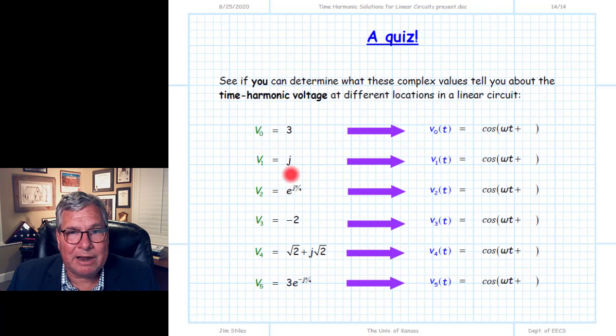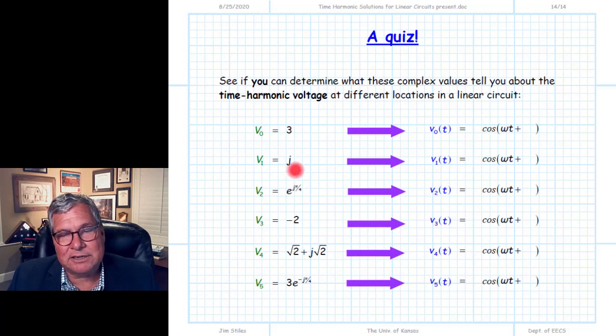V1 is purely imaginary. A real part is 0, an imaginary part is 1. Oftentimes students will say, well, if the voltage is imaginary, it must not really exist. The actual voltage, V1 as a function of time, must be equal to 0. Again, we're not doing the decompression algorithm properly here, are we?